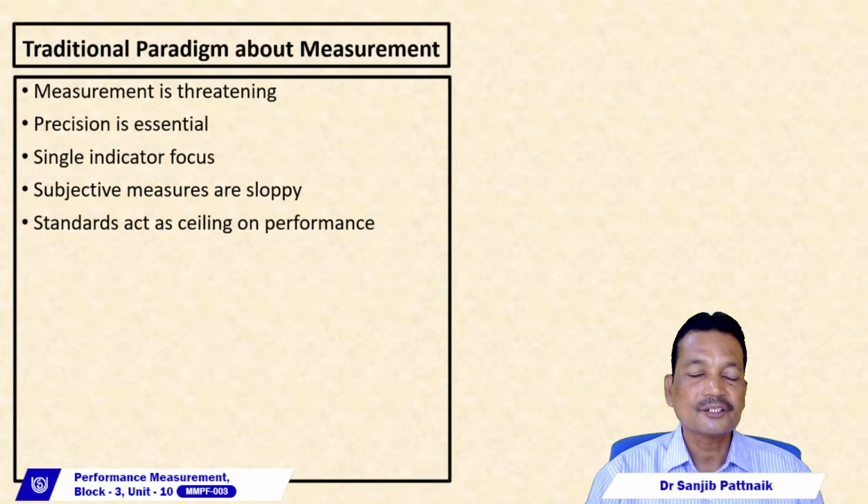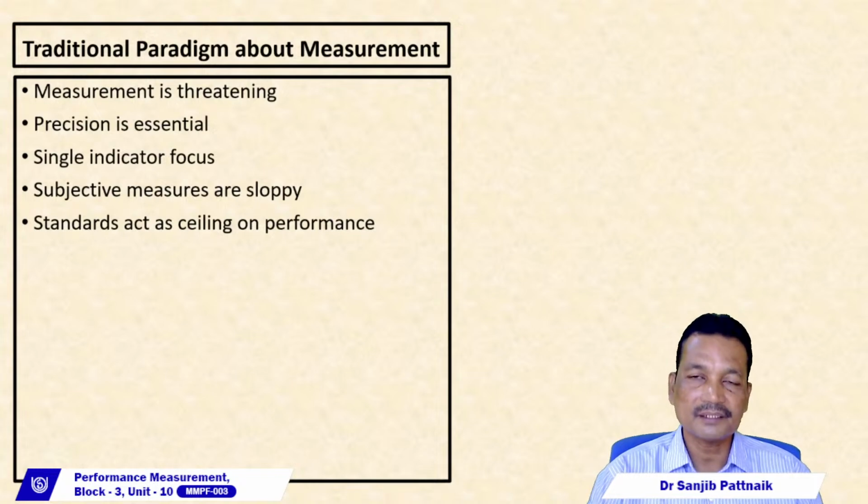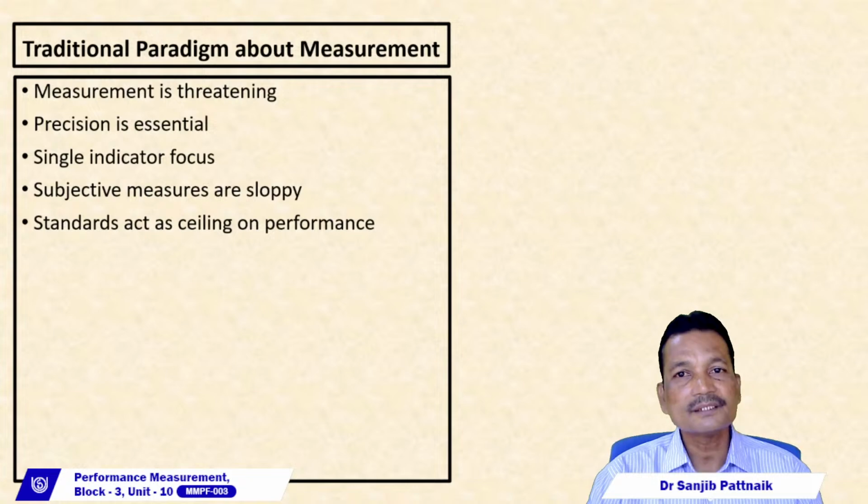Another thing is subjective measures are sloppy. When we say sloppy, it means there is no certain concrete basis regarding the measurement. Whatever one will be saying, other may disagree with that. Now, what are the subjective measures we are talking of? Now, the qualitative measures like the employee satisfaction or customer satisfaction, etc.